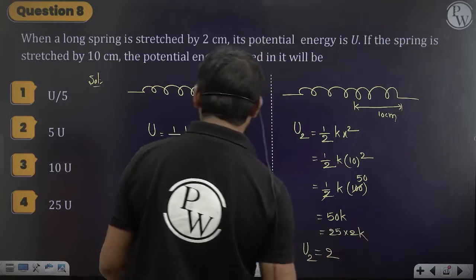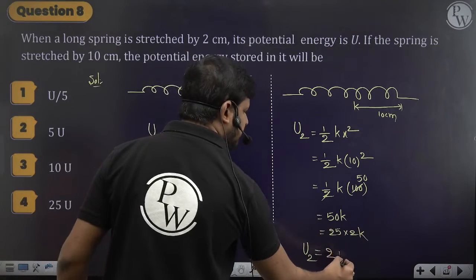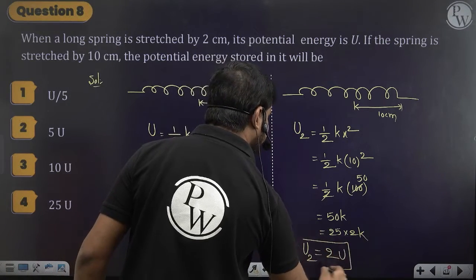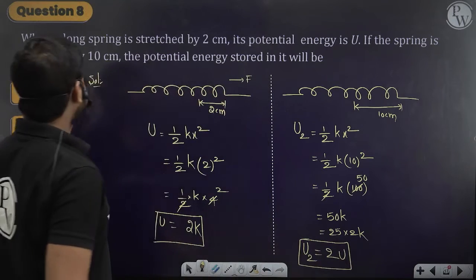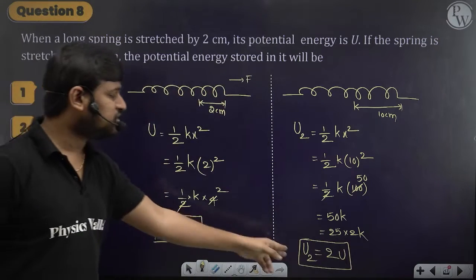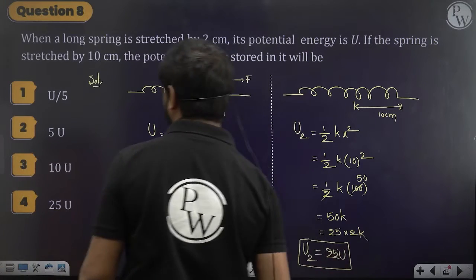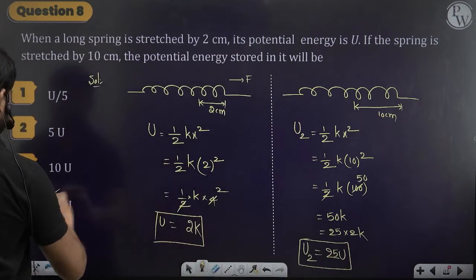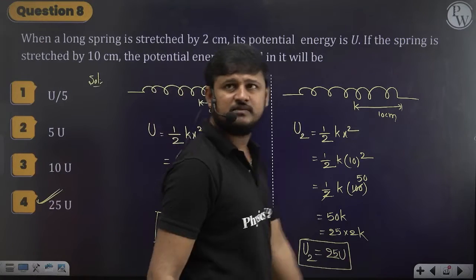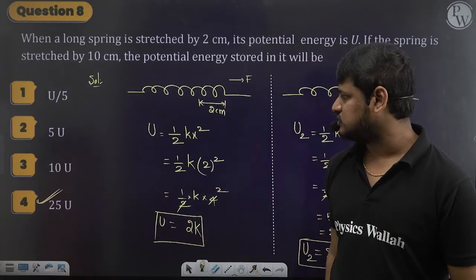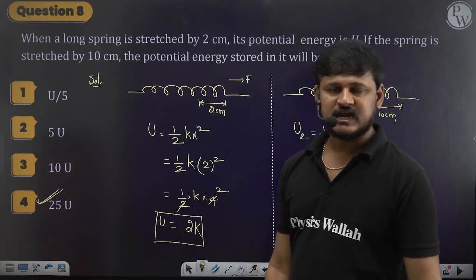In place of 2k, I am writing the potential energy stored in the first spring. So when it is stretched by 10 centimeters, its potential energy will be 25 times the first one. In terms of U, which is 25U. Clear guys?